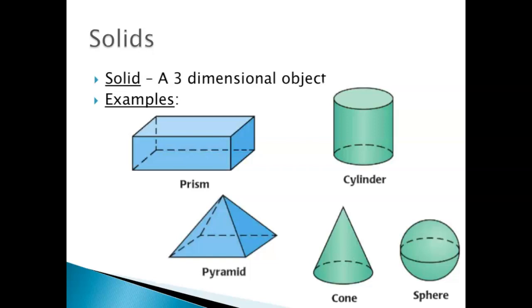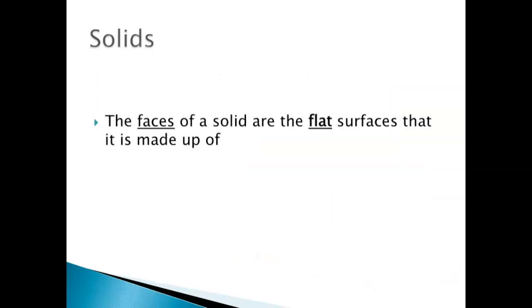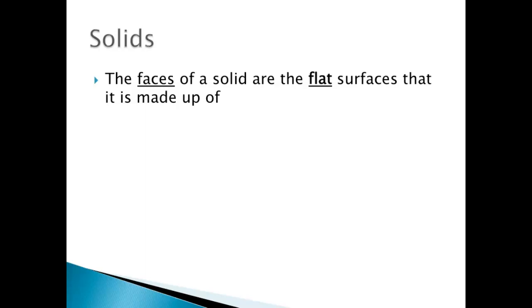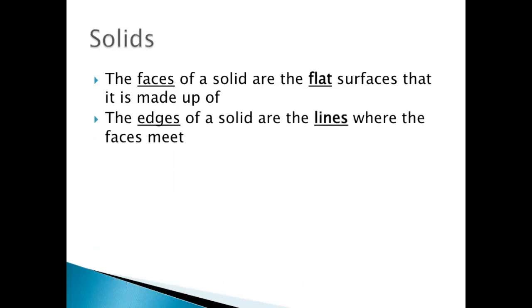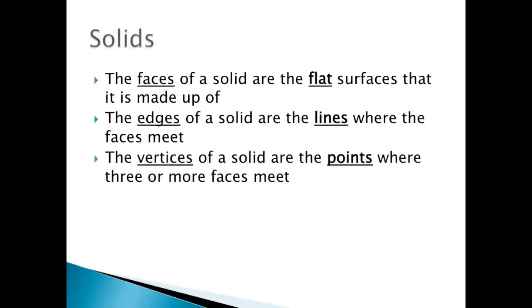Now when we talk about solids, there are a number of terms that we need to understand. First term is a face. When we talk about the faces of a solid, we're talking about the flat surfaces that make up that three-dimensional shape. The edges of a solid are the lines where the faces meet. And then the vertices of a solid are the points where three or more faces meet.